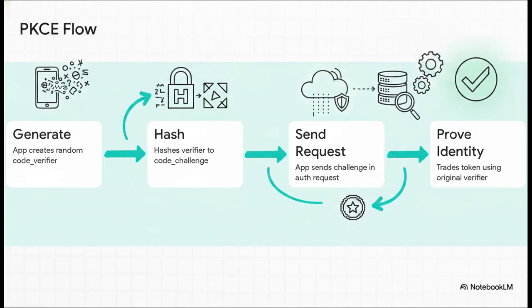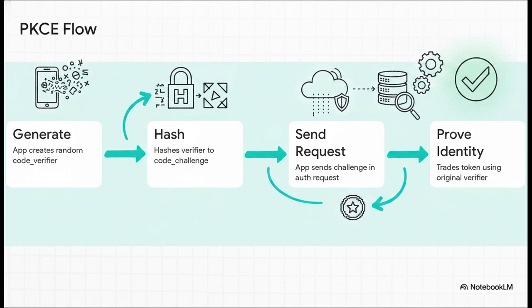Okay, so that standard flow we just talked about is perfect for confidential backend servers. But we still have a major question to answer. How do we secure mobile apps? Remember, mobile apps are public clients. They cannot safely hold a static client secret to make that backend trade. The answer here is a massive modern security upgrade called PKCE, often pronounced "pixie."